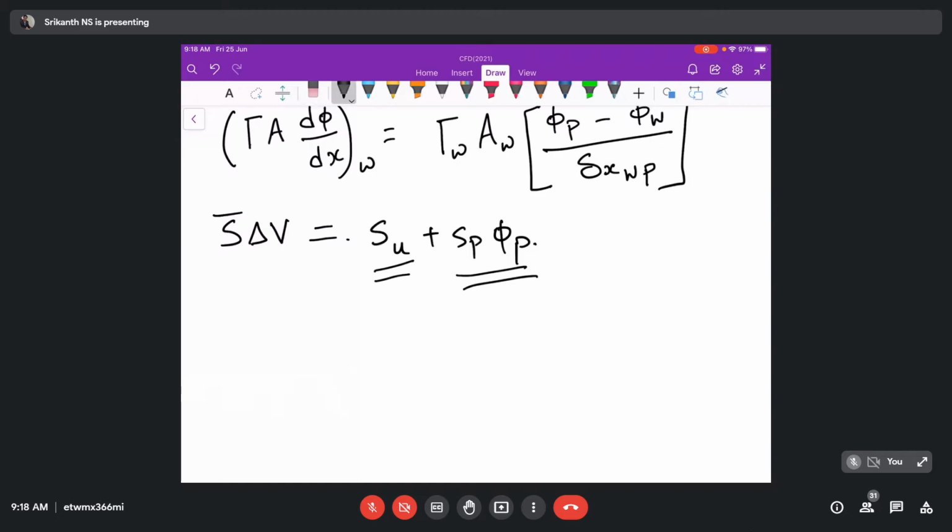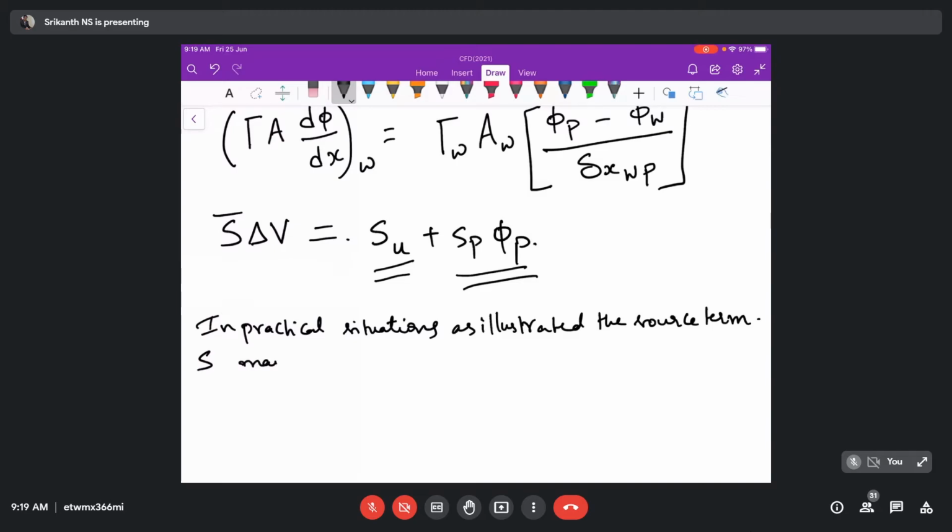Now you can write below this. In practical situations, as illustrated, the source term S may be a function of dependent variables.